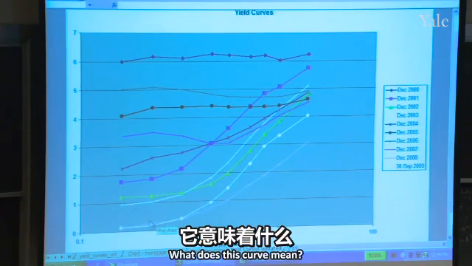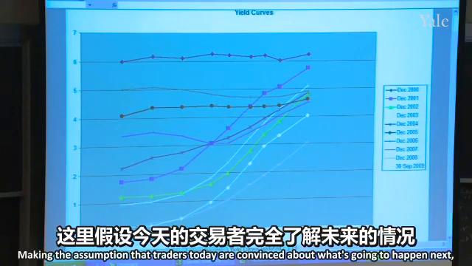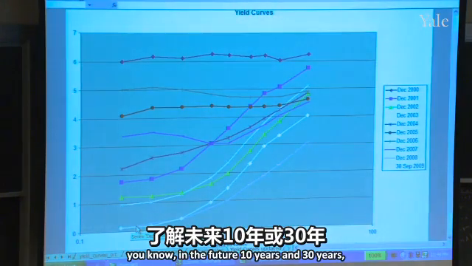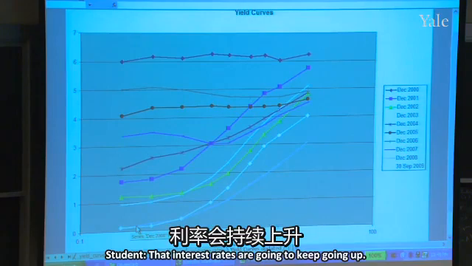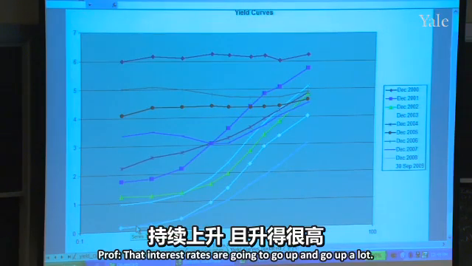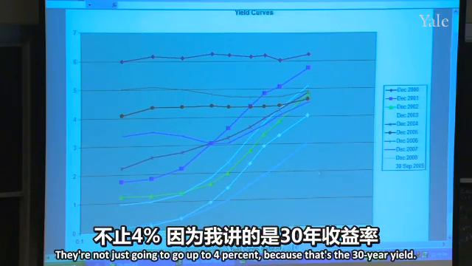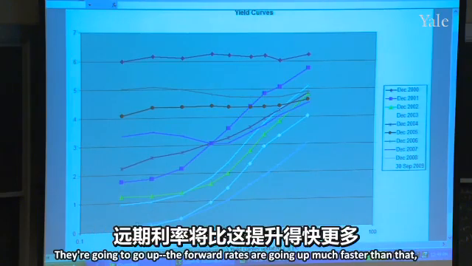What do you think, traders, what does this curve mean? Making the assumption that traders today are convinced about what's going to happen next, in the future 10 years and 30 years, what do we know that they are convinced of? Yep. That interest rates are going to go up and go up a lot. They're not just going to go up to 4%, because that's the 30-year yield. They're going to go up. The forward rates are going up much faster than that.